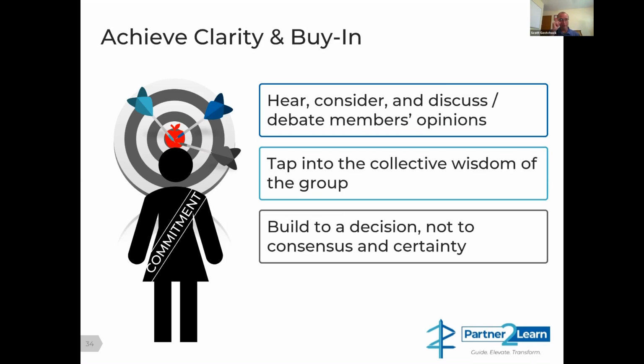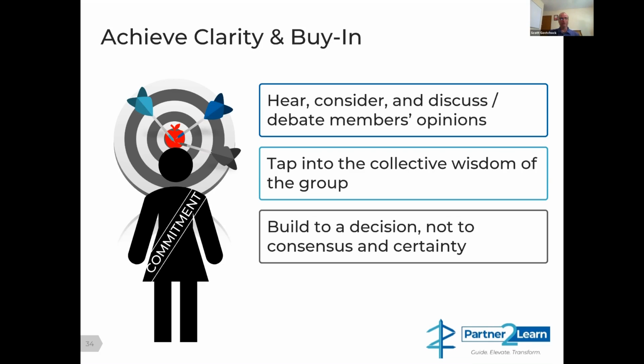I'll get to that in a minute. You have to make a decision. So again, it's nice to have all 10 on the same page and in total 100% agreement. But what's more important is that you build to a decision, not getting everyone in 100% agreement. And you're never going to have certainty. Something can always go wrong.